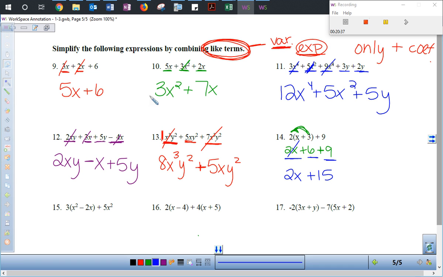Now here we showed a little bit of work. There were 2 steps, so I'd like you to box your final answer. It makes it a lot easier to see.